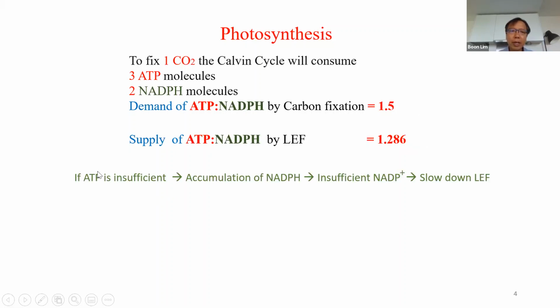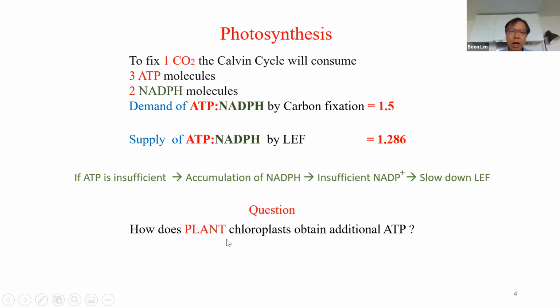If ATP is insufficient, then it will cause the accumulation of NADPH, and that means there would be insufficient NADP, which is the electron acceptor, and this will slow down the linear electron flow. So the ratio of ATP and NADPH has to be balanced. So the question is, how does the plant chloroplast obtain additional ATP? Of course, cyclic electron flow can generate ATP, but how about ATP importation from the cytosol?